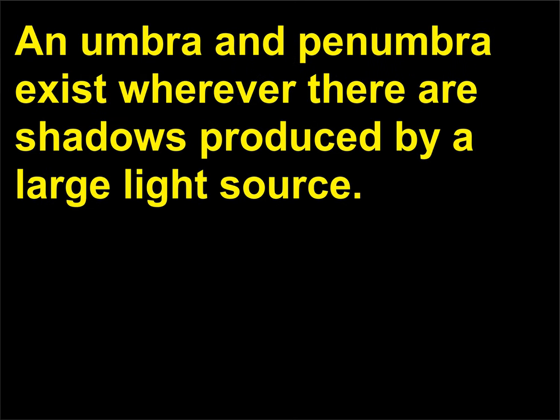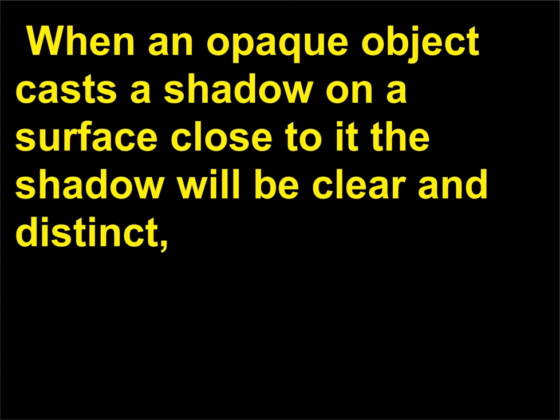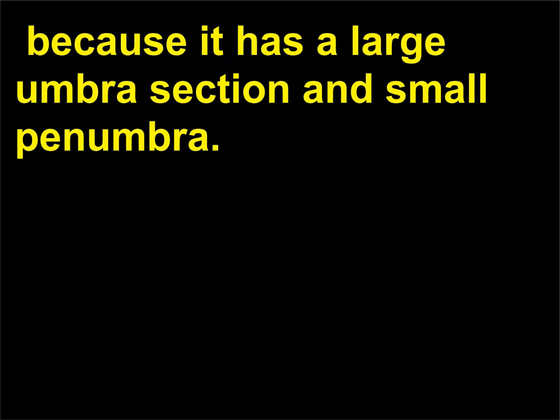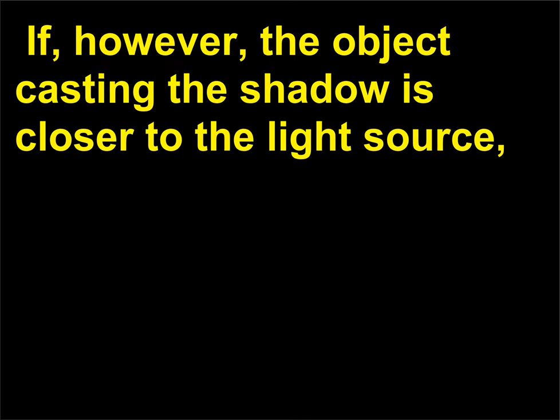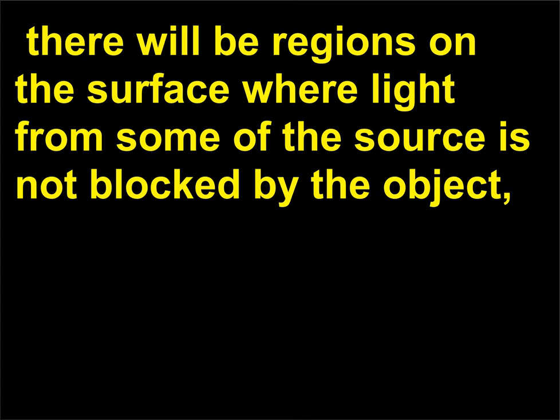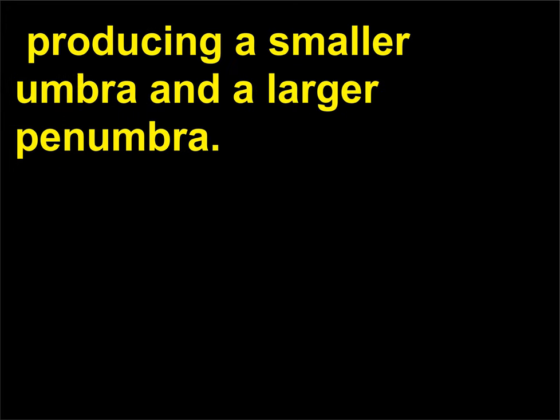An umbra and penumbra exist wherever there are shadows produced by a large light source. When an opaque object casts a shadow on a surface close to it, the shadow will be clear and distinct, because it has a large umbra section and small penumbra. If, however, the object casting the shadow is closer to the light source, there will be regions on the surface where light from some of the source is not blocked by the object, producing a smaller umbra and a larger penumbra.